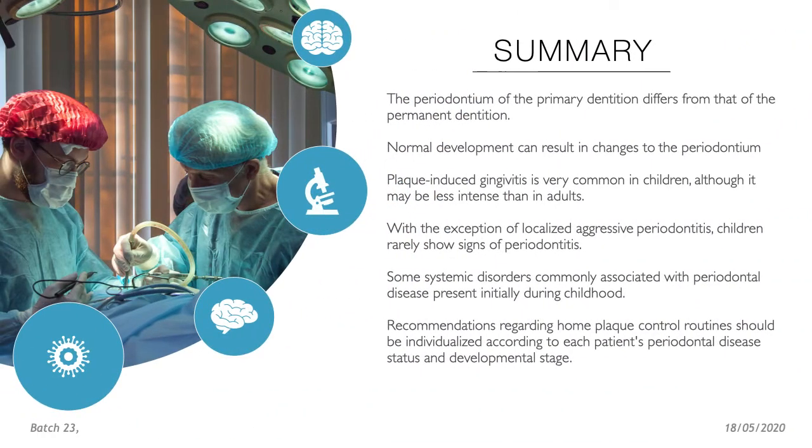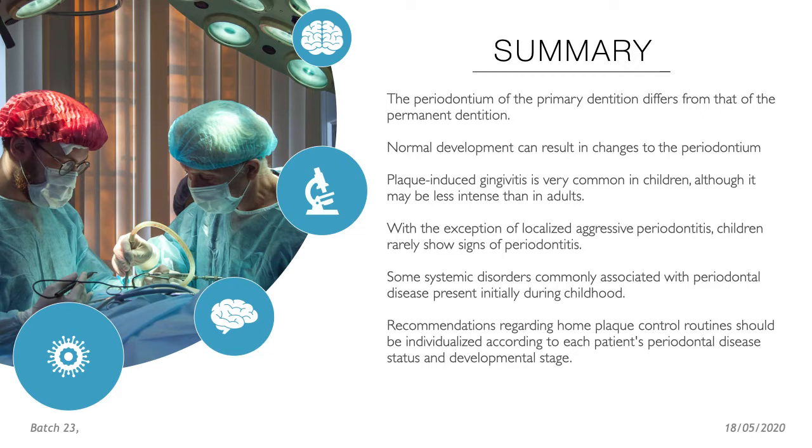So to summarize gingival diseases in childhood, the periodontium in the primary dentition is different compared to the permanent dentition, so normal development can result in changes in the periodontium. The most frequently seen disease is plaque-induced gingivitis. It is very common in children, although it may be less intense compared to adults. With the exception of localized aggressive periodontitis, children rarely show signs of periodontitis. Some systemic disorders commonly associated with periodontal disease present initially during childhood. So the recommendations regarding home plaque control routines should be individualized according to the patient.